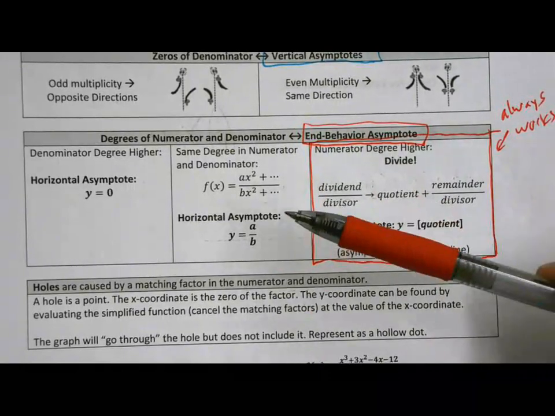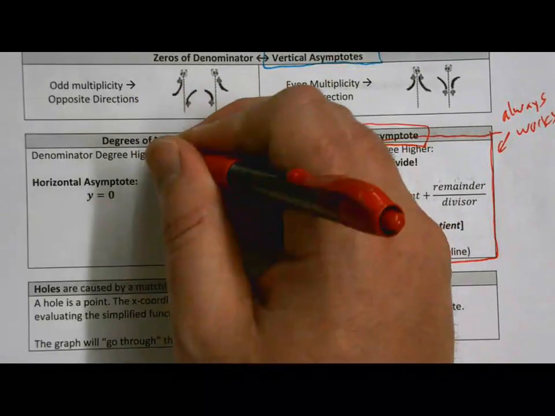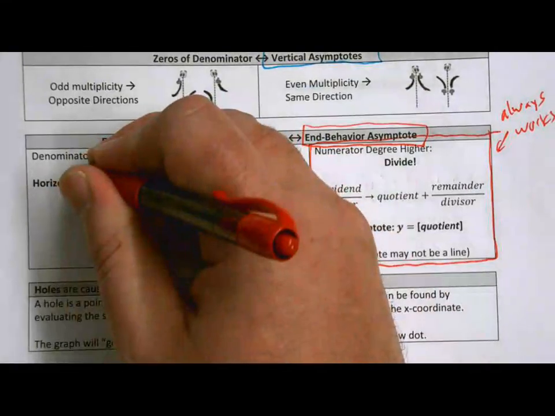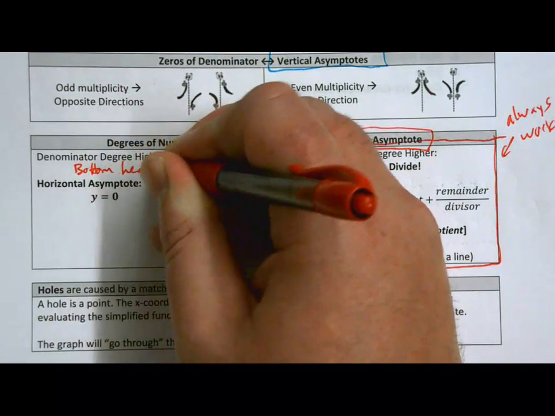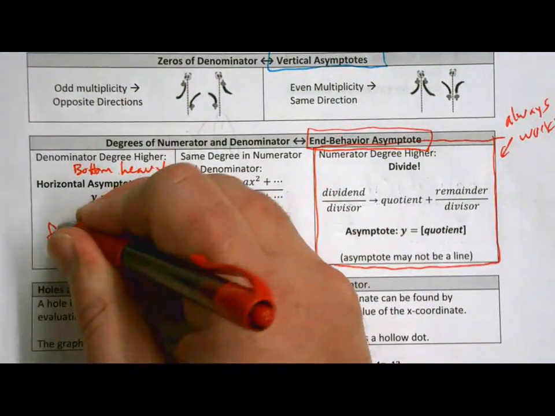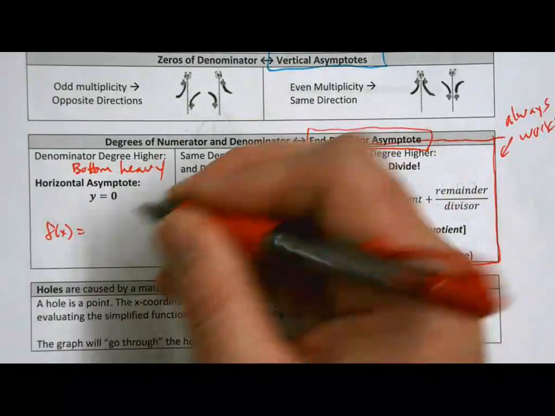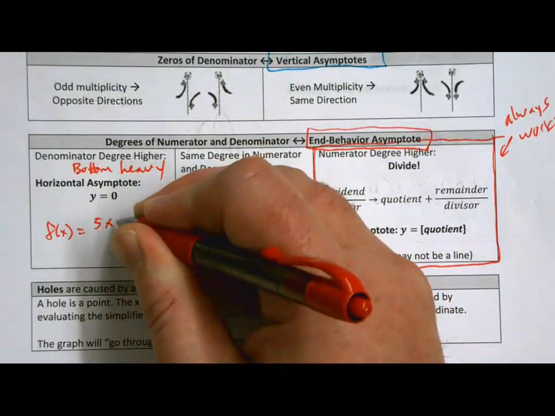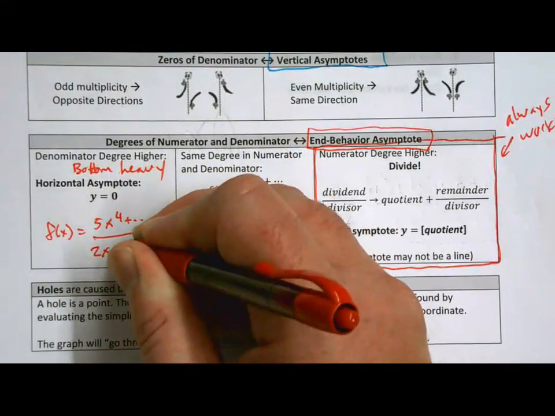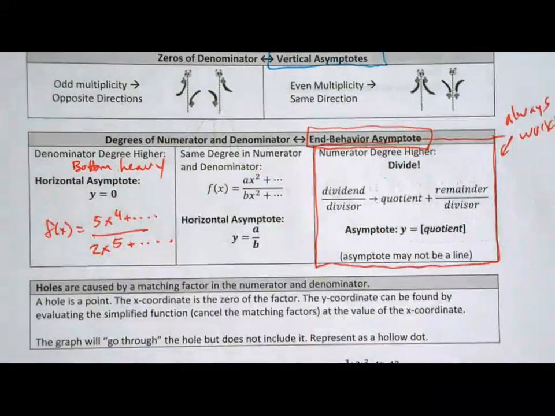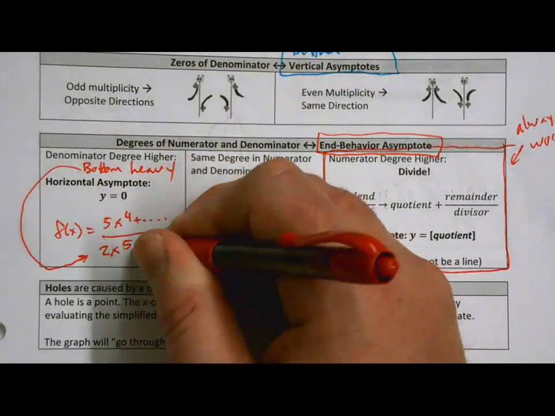So when you're looking at these situations, if you have a denominator with a higher degree, I sometimes like to call these bottom heavy. I didn't put an example on here, but this would be like if I had f of x equals, say, 5x to the 4th plus something, and on the bottom you had 2x to the 5th plus something. It's bottom heavy. There's a higher degree on the bottom.